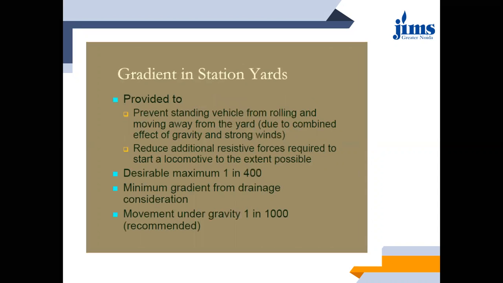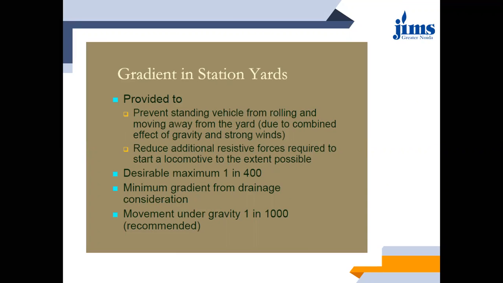Then comes the gradient in station yard. When we talk about the gradient in station yard, there are certain things. In yards we ensure that the movement should happen under gravity. In that way we save resources and save the effort which has to be made by the locomotive. So first we have to ensure that movement under gravity takes place. For that you have to provide a desirable maximum and minimum gradient. Then you have to consider the minimum gradient from the drainage point of view also.